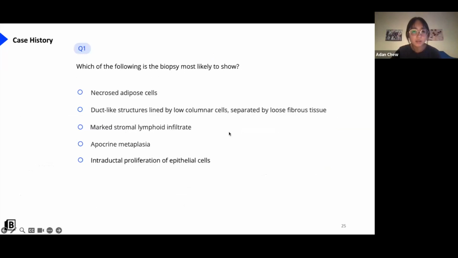And the options are necrosed adipose cells, duct-like structures, marked stromal lymphoid infiltrate, apocrine metaplasia, and intraductal proliferation of epithelial cells. Give you guys a few more minutes to put those votes in and think about and test yourselves as well. It's important. I think it'll be useful if you really engage yourselves in answering these SBAs.